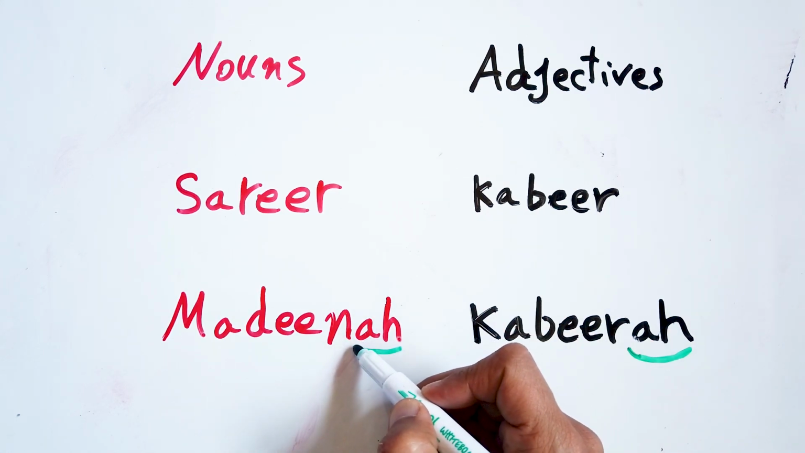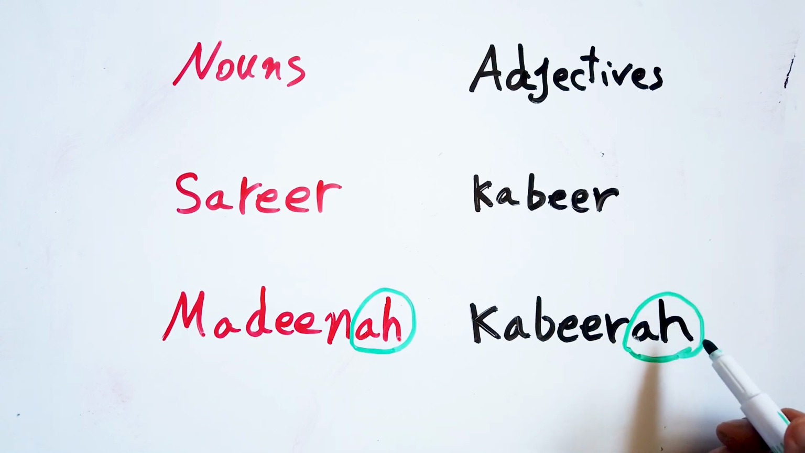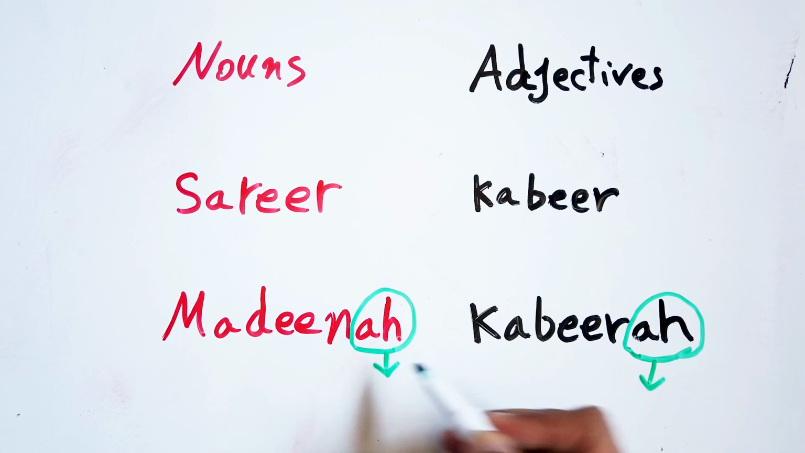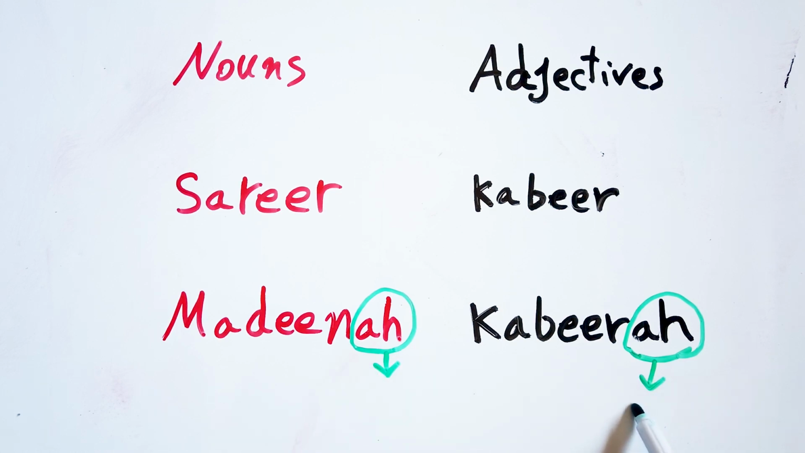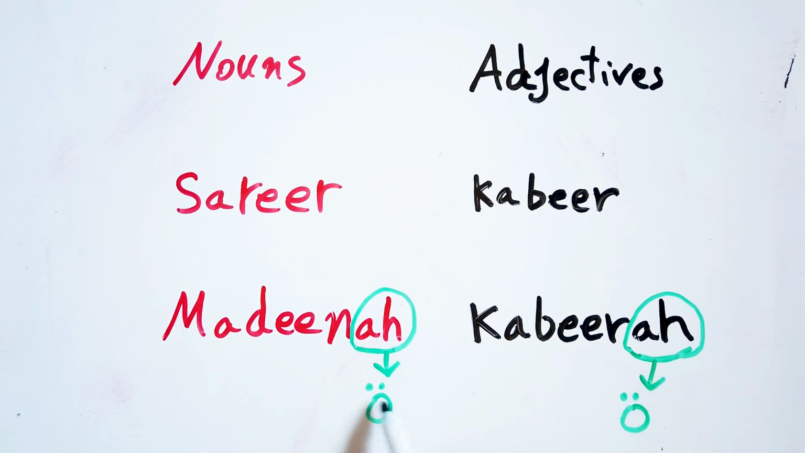So we have a question now. What is this here? This part, when I write it in Arabic, it is this ta marbuta. This is ta marbuta. It sounds like this, okay? It can have this shape or this shape.